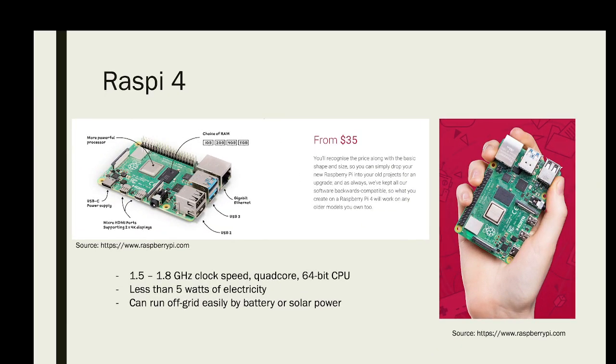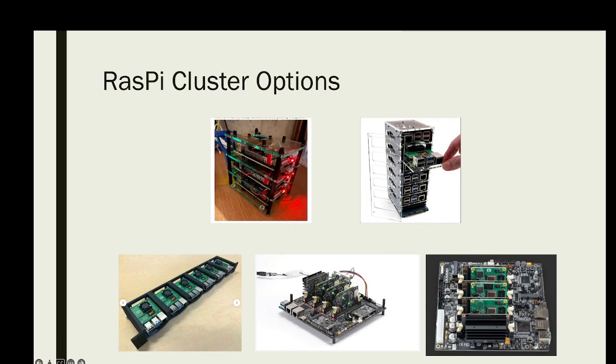This is the typical image of the Raspberry Pi 4, which is the latest iteration of Raspberry Pis. It costs around $35 or 35 euros. It supports 1.5 to 1.8 GHz clock speed, quad-core, 64-bit CPU. It requires less than 5 watts of electricity, and because of this, it can run off-grid easily by battery or solar power.